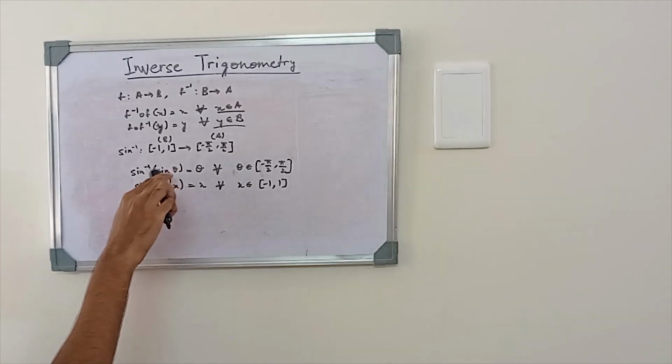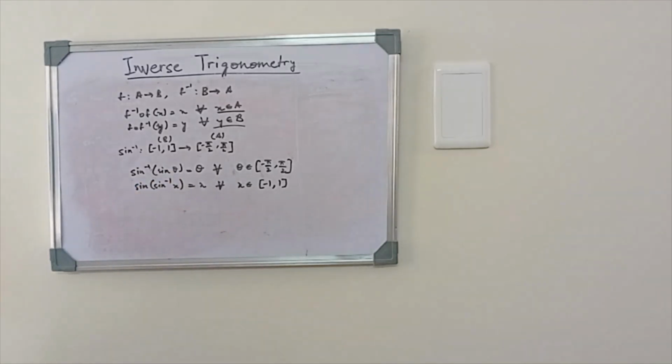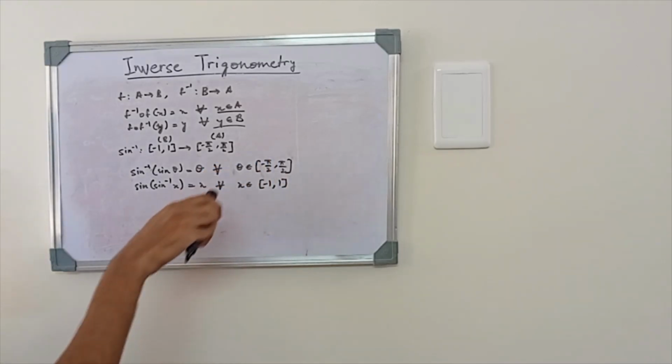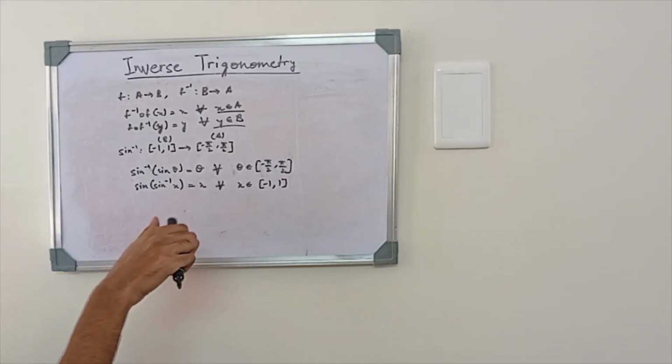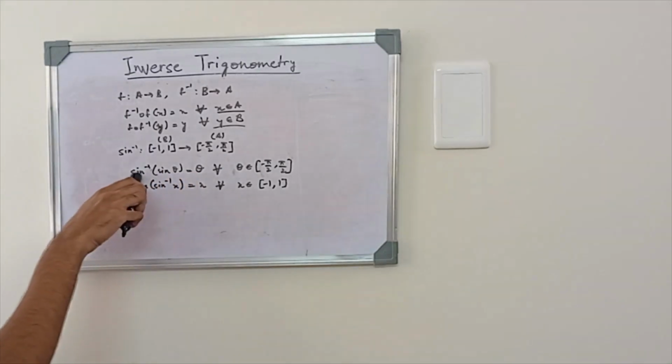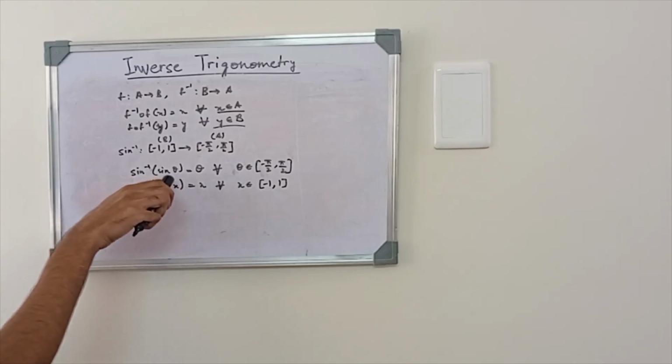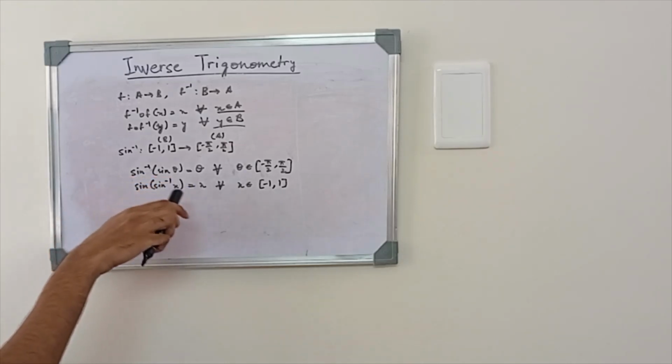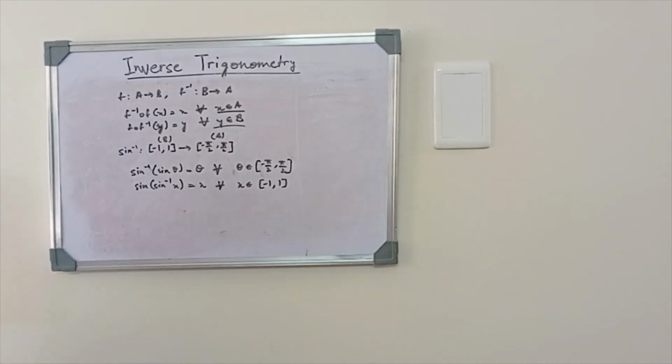Sine theta, you can take the sine of practically any angle. You can take the sine of any angle outside this range also. But in that case, this identity will not hold. In fact, that means in this case, the sine inverse of sine theta will be defined, but it will not be equal to theta if theta lies outside this range.